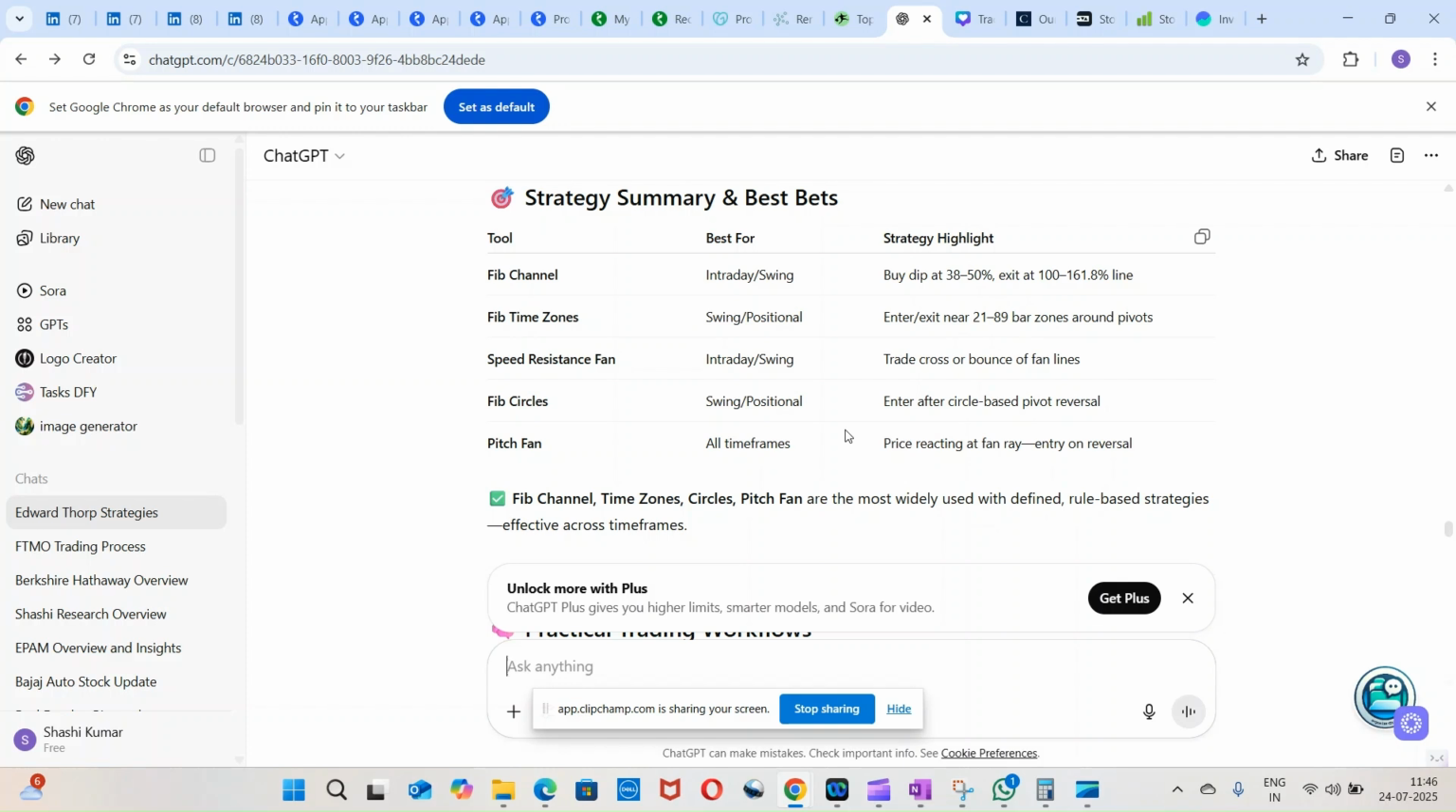Speed resistance fan: intraday and swing. Trade the cross or bounce of fan lines. So you see whether the price is crossing or bouncing off the fan lines, and based on that you can take a trade. Fib circles: swing and positional. Enter after a circle-based pivot reversal. Pitch fan, which you can use in all time frames: price reacting at the fan ray, entry on reversal. So at that fan ray, based on how the price is reacting, you could take a trading decision.